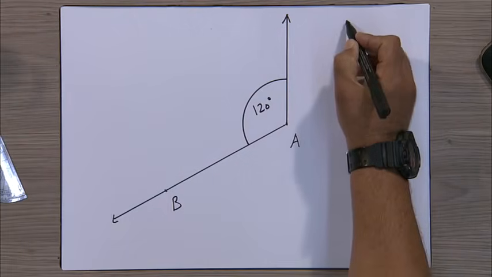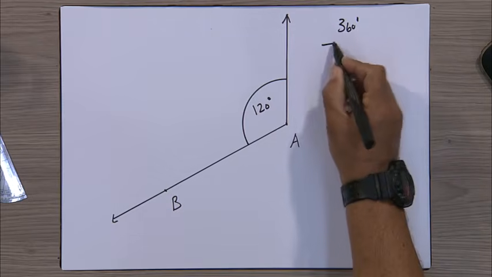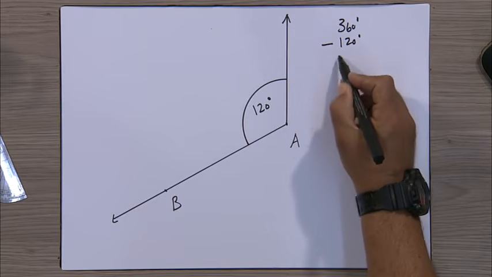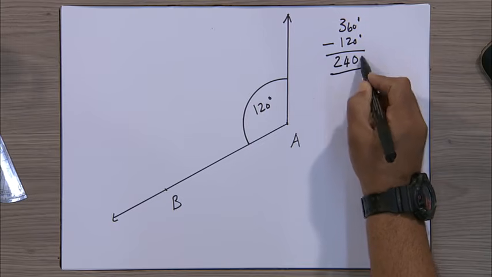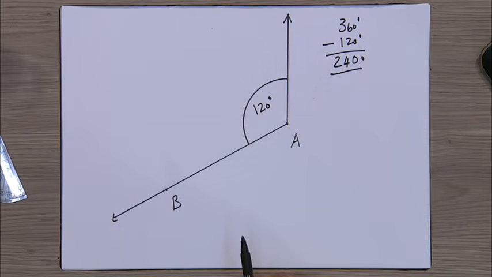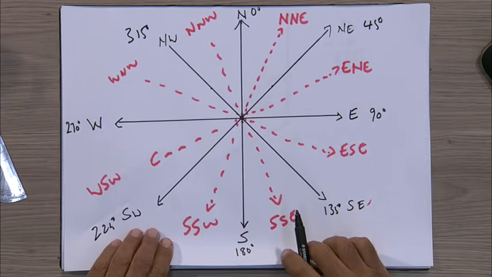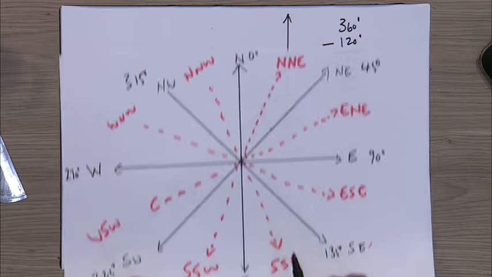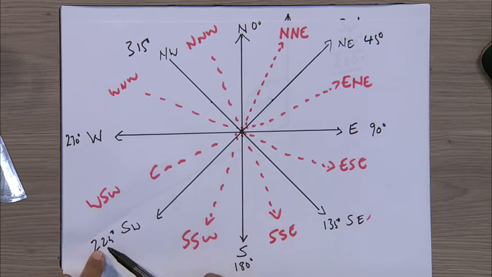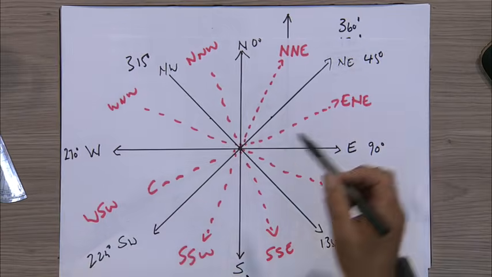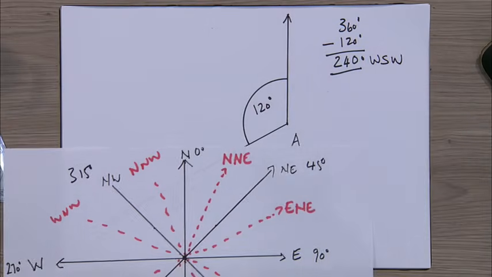Now, I will say 360 degrees is the entire circle. The section of the circle I don't want is 120 degrees, and that will give me 240 degrees. And then I come back to my little sketch. You can just draw this in your exam on the back of your question paper somewhere, roughly. And 240 degrees will be somewhere between 225 and 270 in this area here. So it is west, south, west.